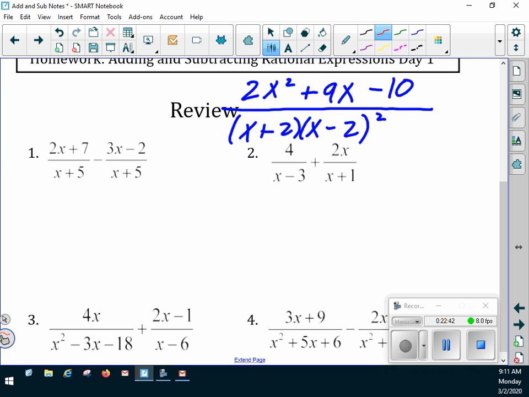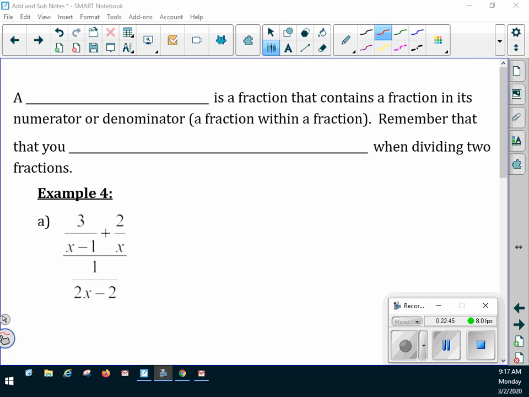Take just a real short break, and then we'll do those last 2 problems. All right, last page.